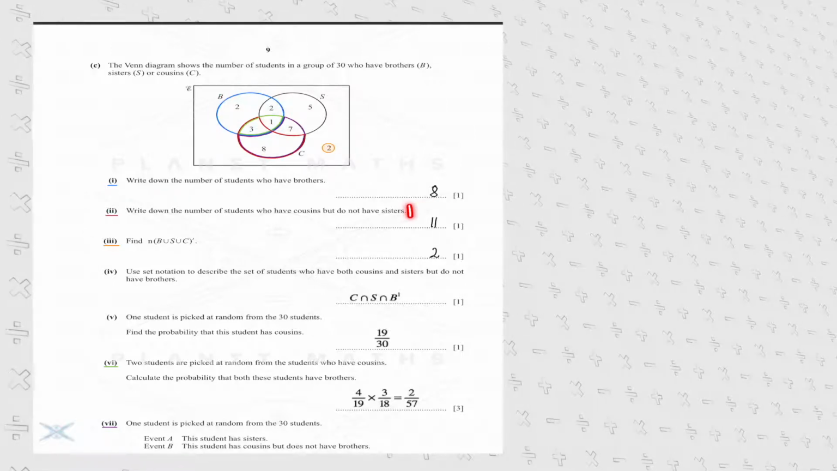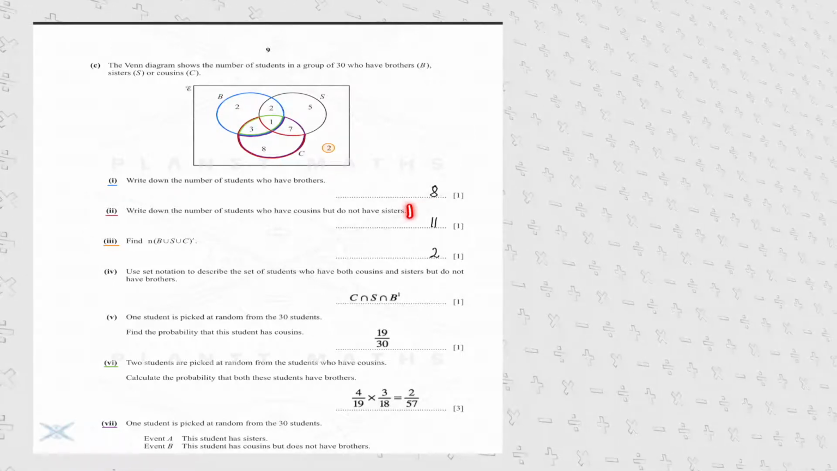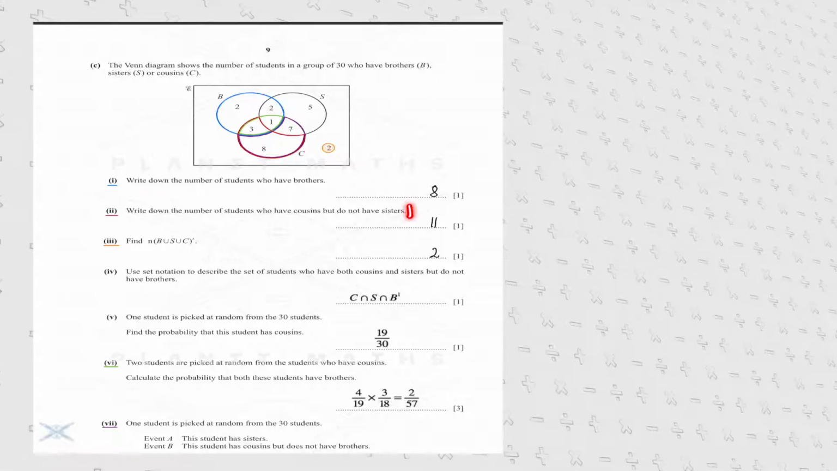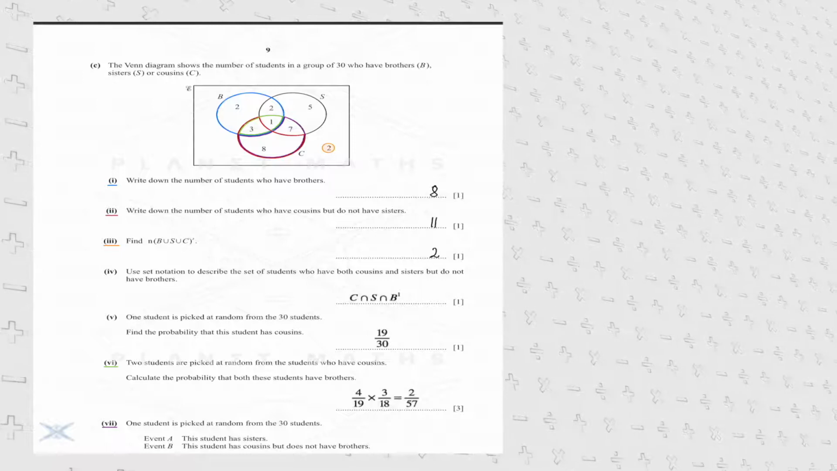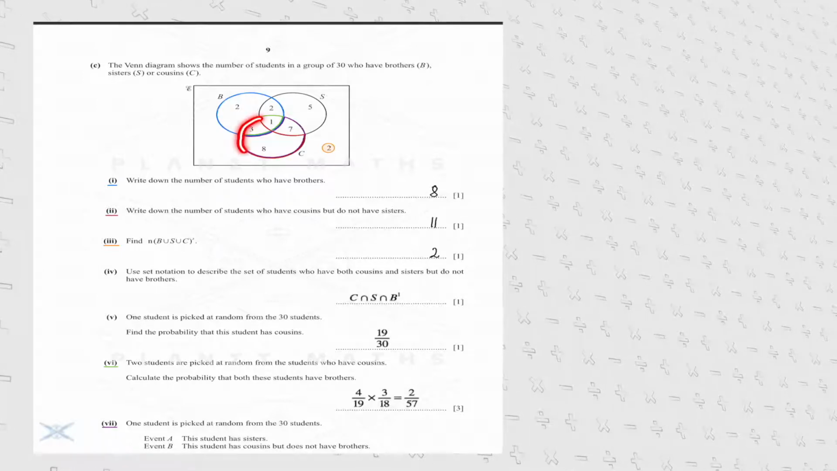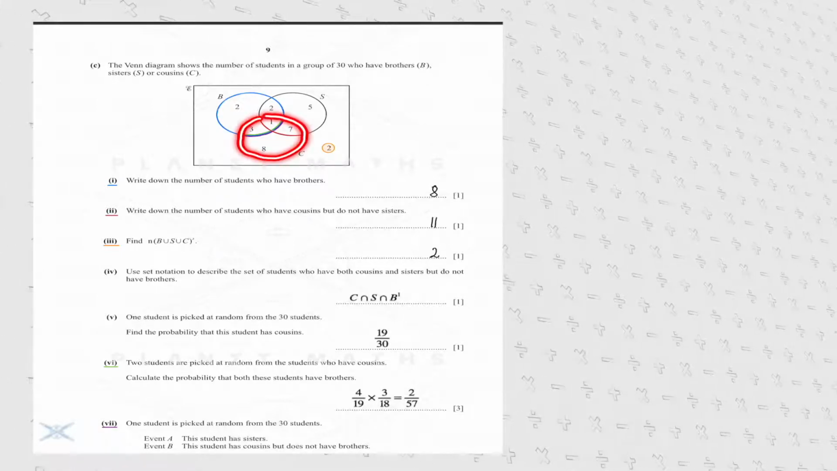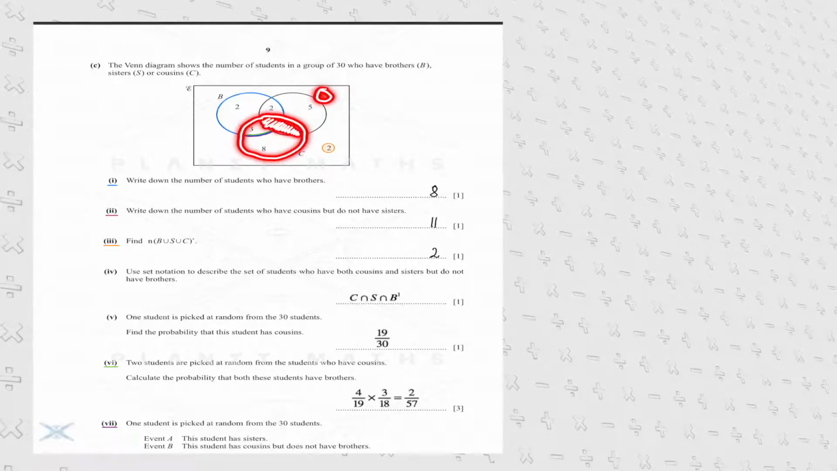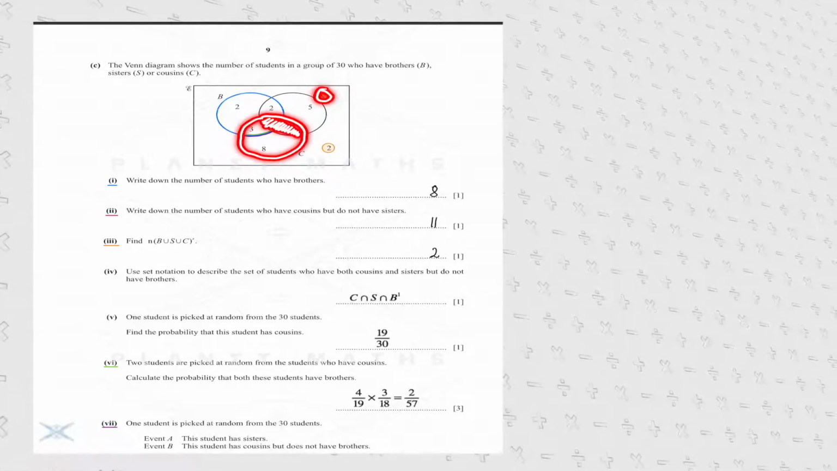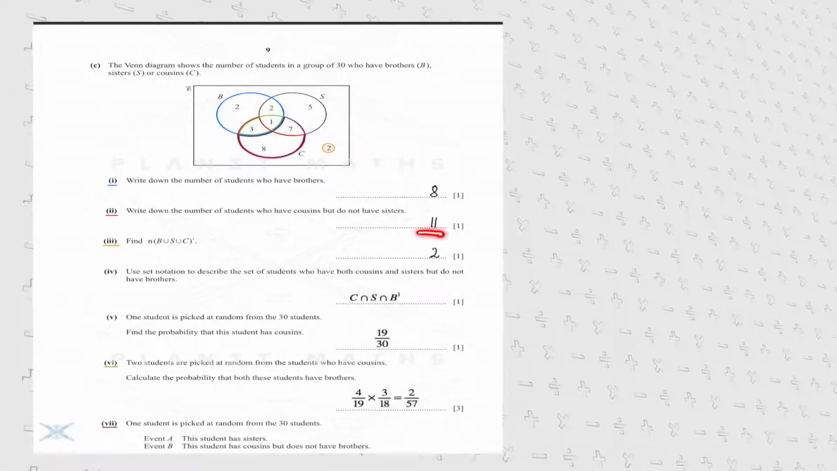As for the second part of C, we are supposed to write down the number of students who have cousins but do not have sisters. This can be represented by everything that's been highlighted in red. Students who have cousins are all of those, but we need to take away those who also have sisters, which means that we have to take away those students here, providing us with 3 plus 8, a total of 11 students for which this is the case.